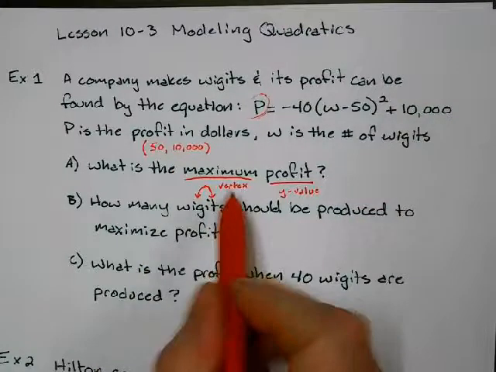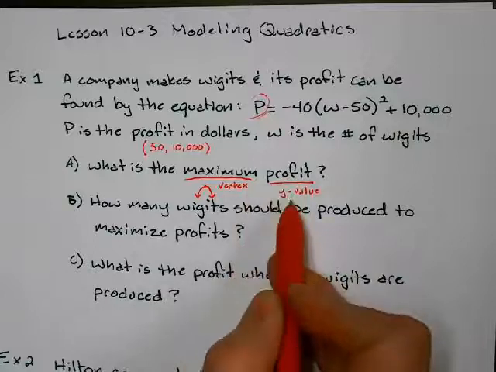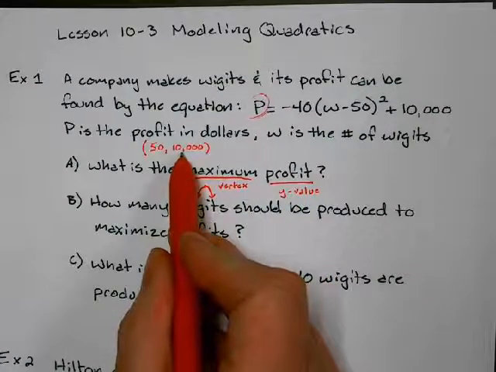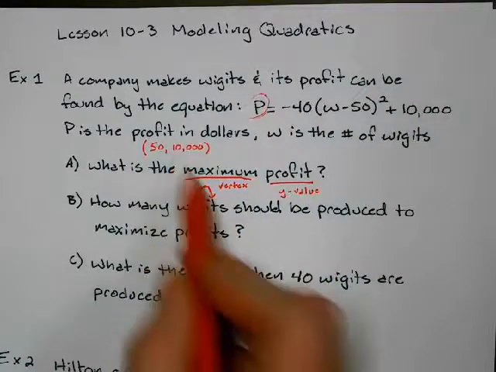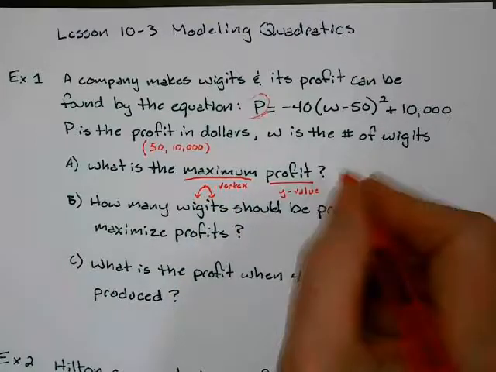So what is the maximum, so the vertex, for the profit, the y value? My biggest y value is 10,000, because that would be the highest point of my graph if I graph this parabola. So my answer is 10,000.